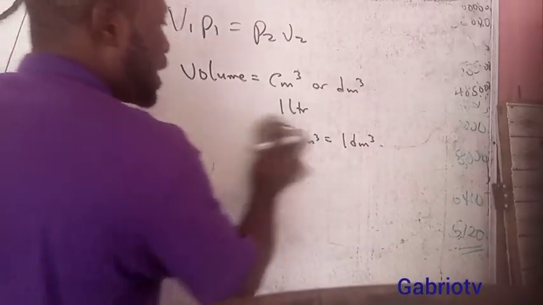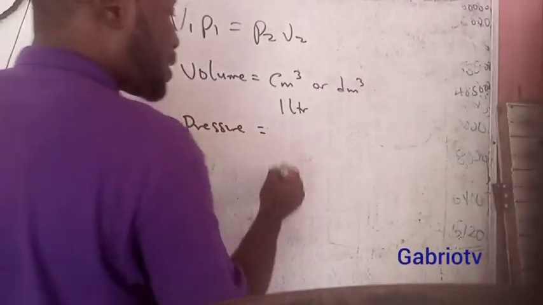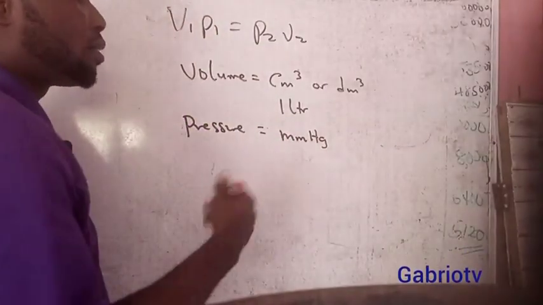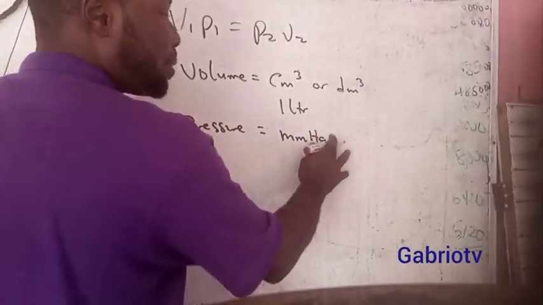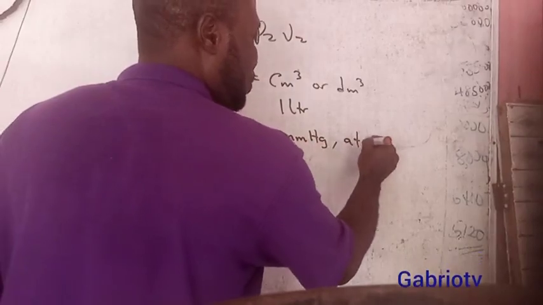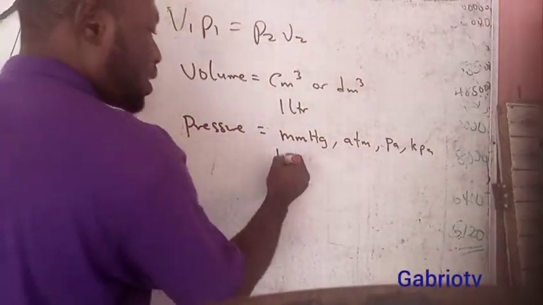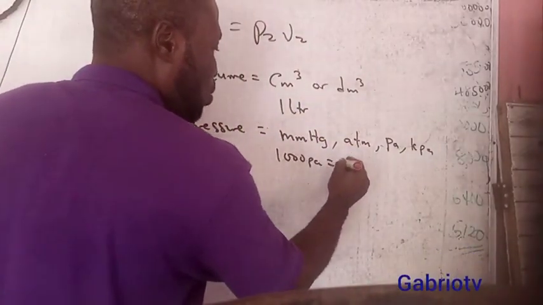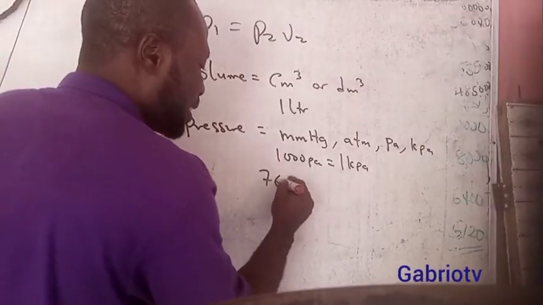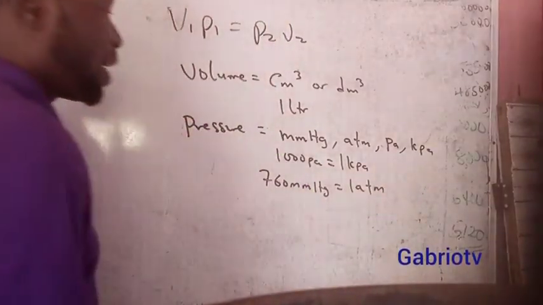Then the next one is the pressure. What about the unit of pressure? For WAEC standard, majorly millimeter mercury. We have millimeter mercury, then we have atm, and we have Pa, the Pascal, and we have kPa. So 1000 Pa equals 1 kPa in some questions. Then 760 mmHg equals 1 atm.